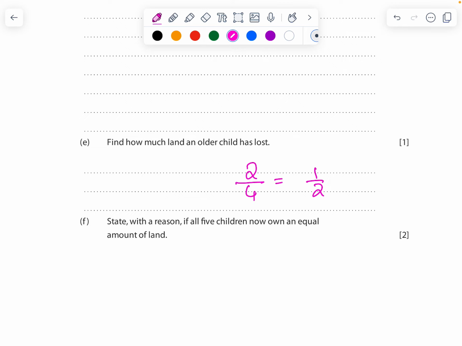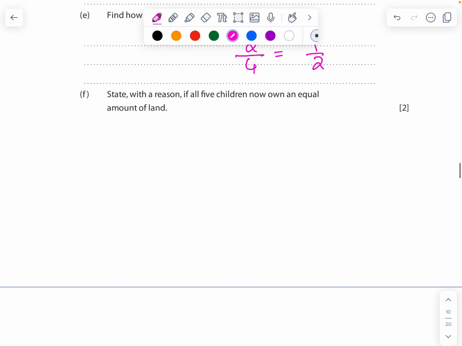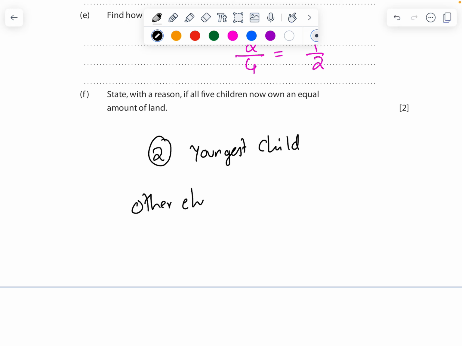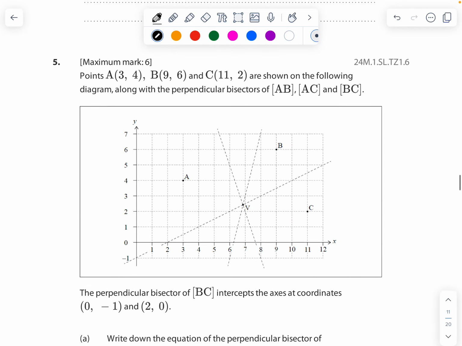Then state with a reason if all the children will have the equal area. We can see that the youngest child's area was 2, whereas the other children, what will they be having? They will be having 2 times 2 minus this half, which is 3.5. So they will be having much more extra share.